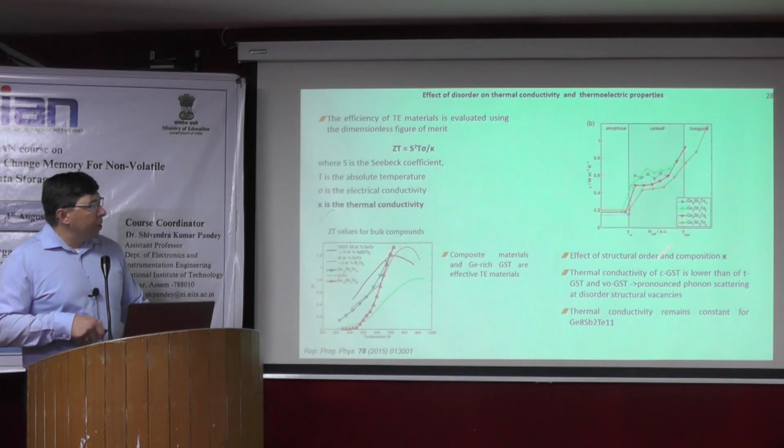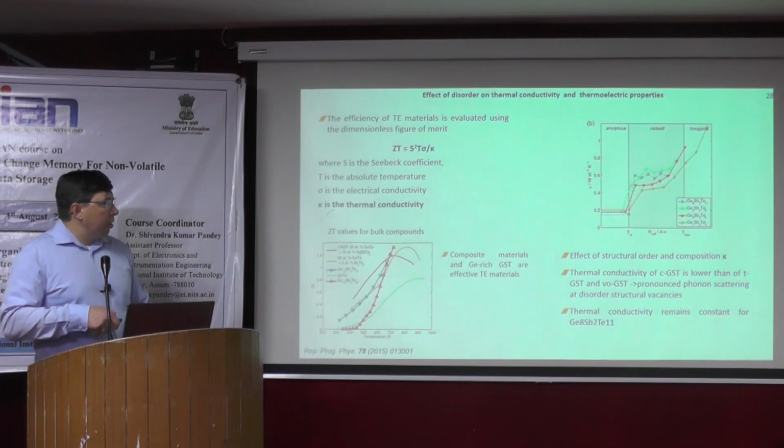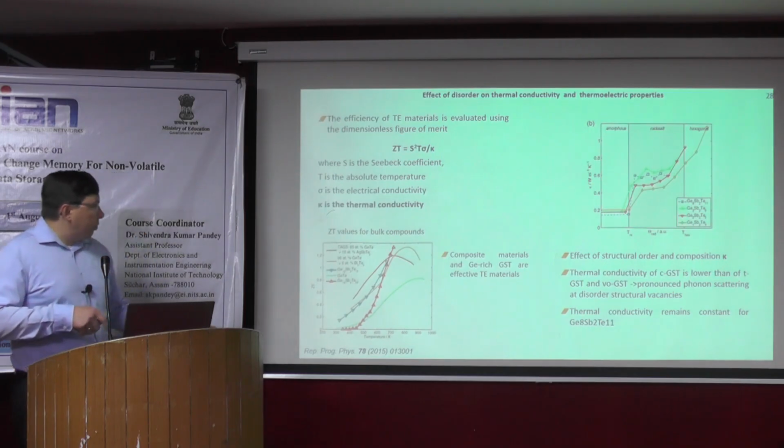So if they consider a composition like germanium 8 antimony 2 tellurium 11, then we can see that there is no increase in the thermal conductivity. So it seems that this phase does not have so many vacancies, and so this is one application.